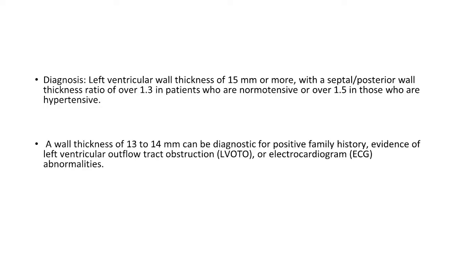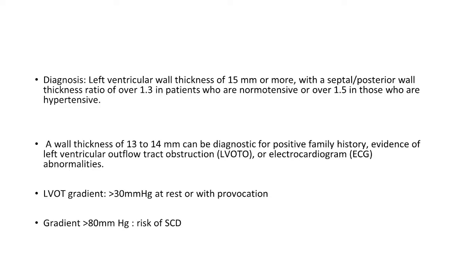And even if it is less than 15, if there is a positive family history of sudden cardiac death, or LVOT obstruction, which we can see by the gradient, or any ECG abnormalities like dagger Q waves or LVH, that can also point towards a diagnosis of HCM. And that gradient we usually see in the apical 5-chamber view, where we put continuous wave Doppler at the LVOT, and the gradient should be more than 30 millimeters. And it has been found that a gradient of more than 80 millimeters carries a risk of sudden cardiac death.